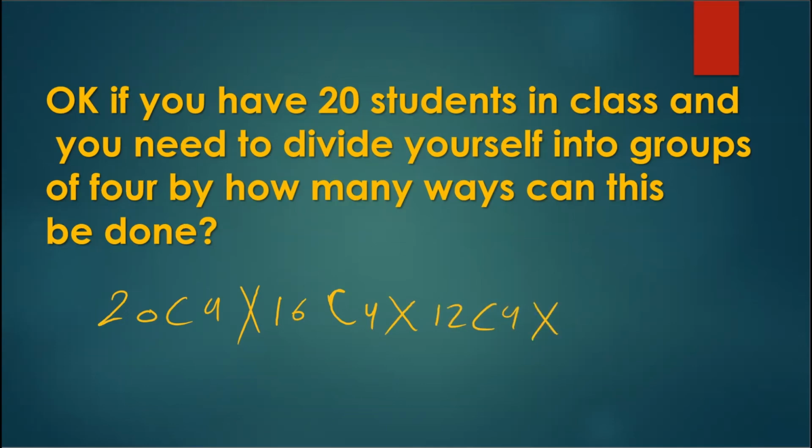What about the remaining 8? It will be 8 C 4. And the last is only 1 group. You can leave 1 here or write 4 C 4. Anyways, 4 C 4 equals 1. Okay? This is how to do this.